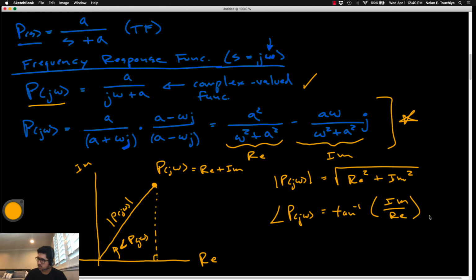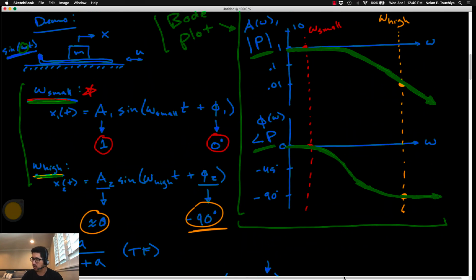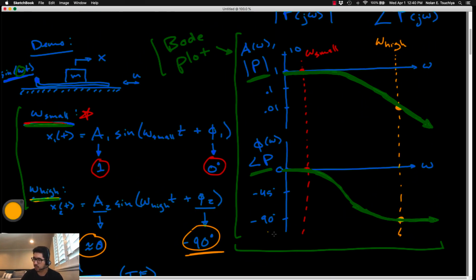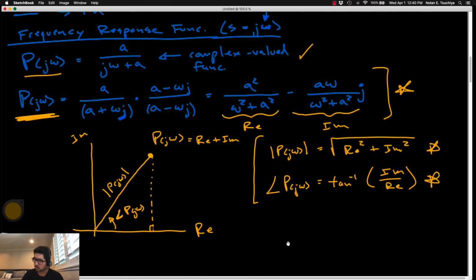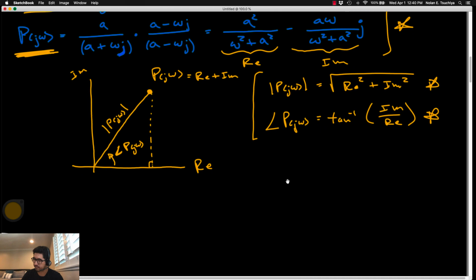So these are basically the expressions for magnitude and phase of a complex number in terms of the real and imaginary components. If we apply this concept to our frequency response function, we can get expressions for the magnitude and the phase as functions of omega, which is basically all the Bode plots tell us. Remember that these Bode plots are just expressions of the magnitude and phase as a function of omega. Okay, so let's finish up this analytical work here for this particular problem.